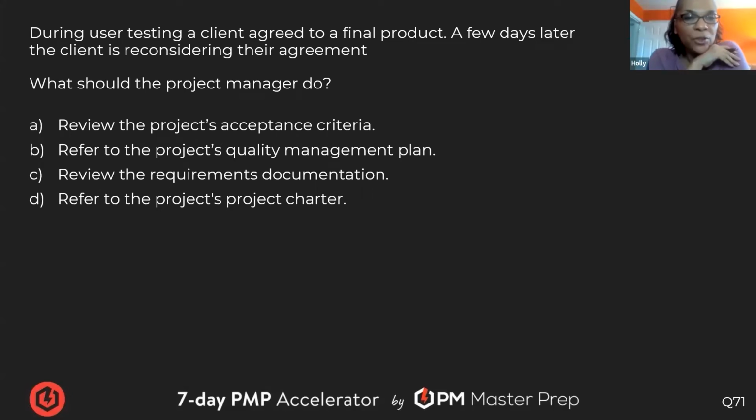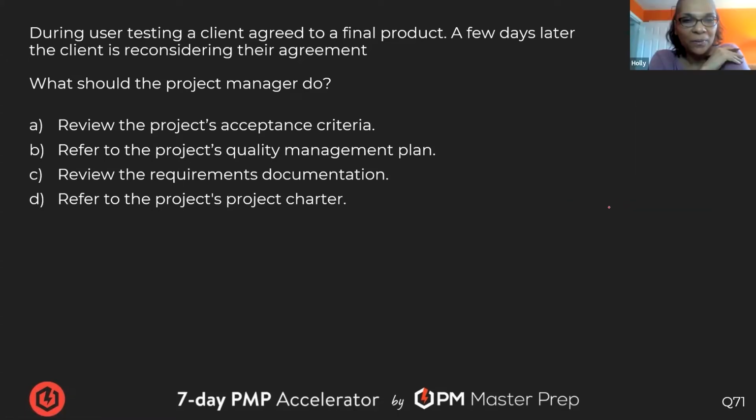Okay, what should the project manager do? During user testing, the client agreed to a final product. A few days later, the client is reconsidering their agreement. Okay, review the project acceptance criteria. That sounds good. What do you like about that? Like, how would that help in the situation? What do you think?